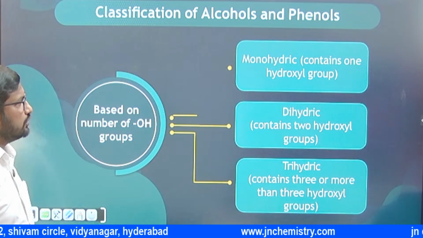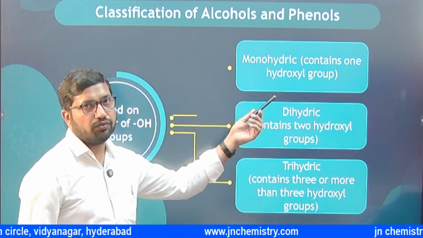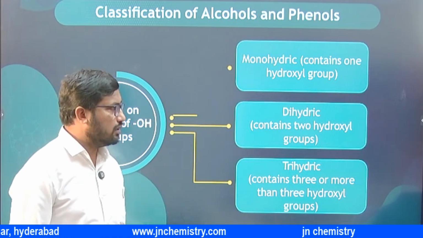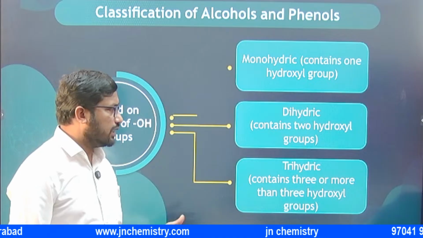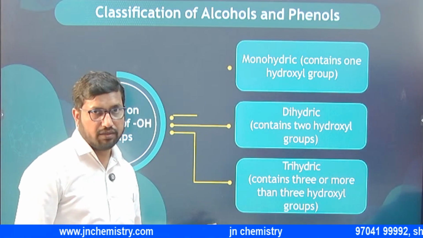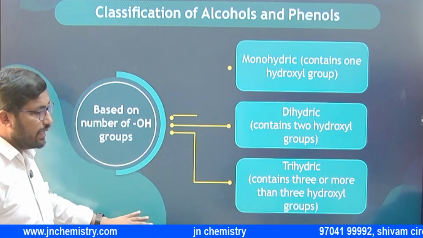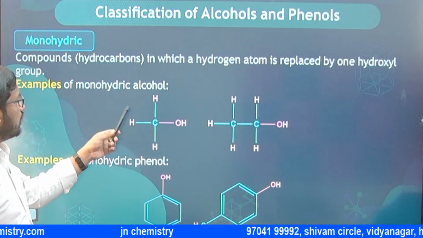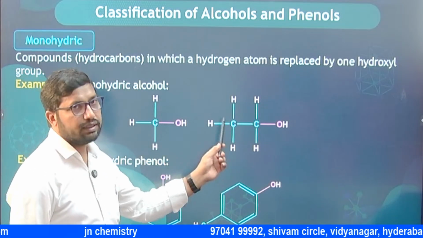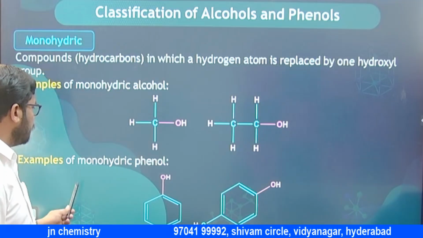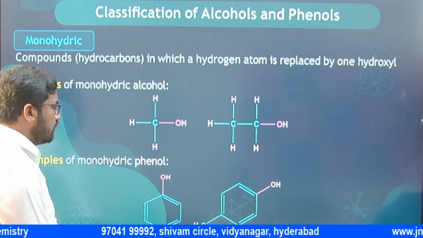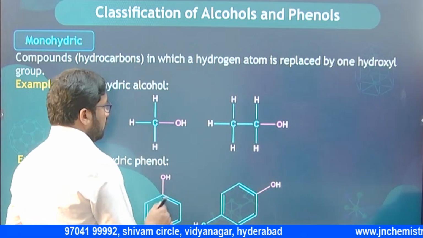So based on OH groups, monohydric alcohols contain only one OH group. Dihydric, like the glycol we just discussed, and trihydric contain 3 hydroxy groups, like glycerol. So the monohydric alcohols are methanol and ethanol. Of course, monohydric phenol, the phenolic group, this is phenol.